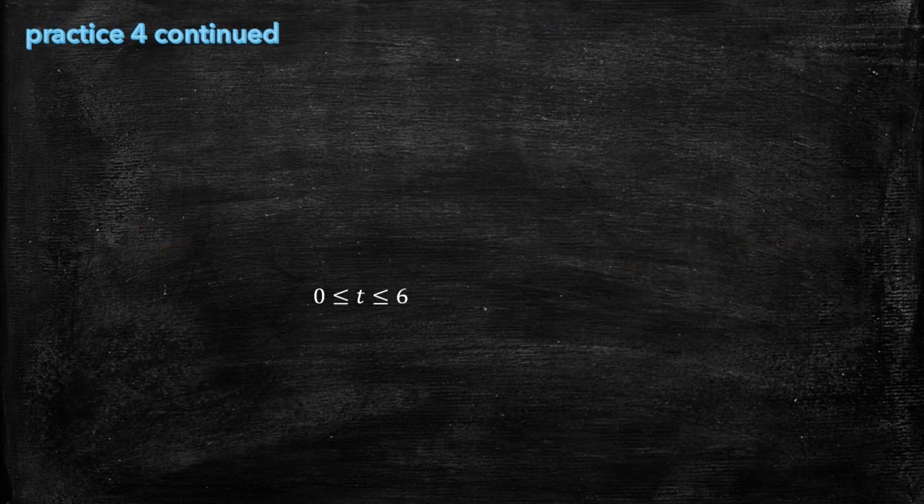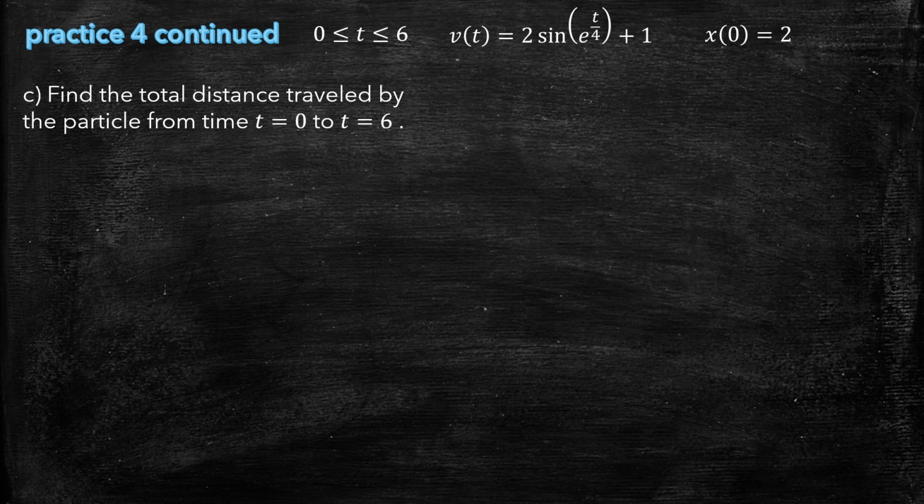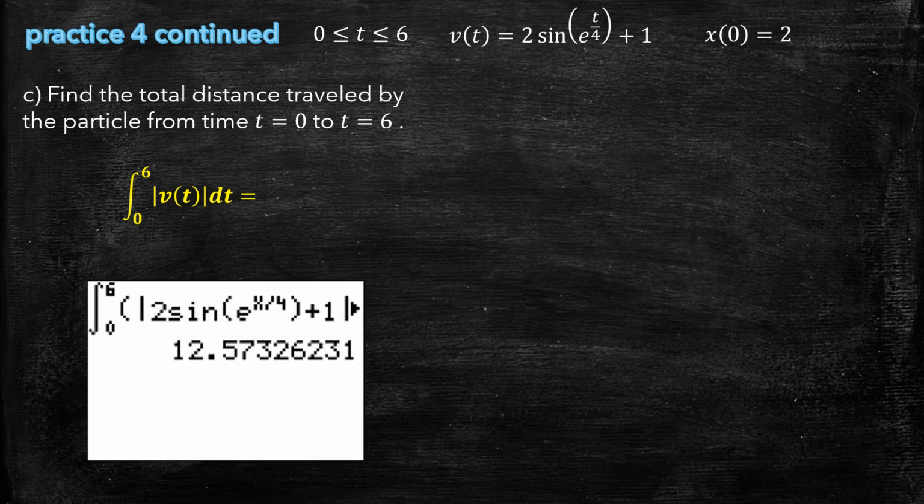So 2 more parts to do for this problem. Let's just call up all the relevant information. Notice that x of 0 equals 2 means that the position of the particle at time 0 is 2. I'm sure that's going to come into play soon. Here's part C. Find the total distance, and we know that's the formula. If we put this into our calculator, we get 12.573.